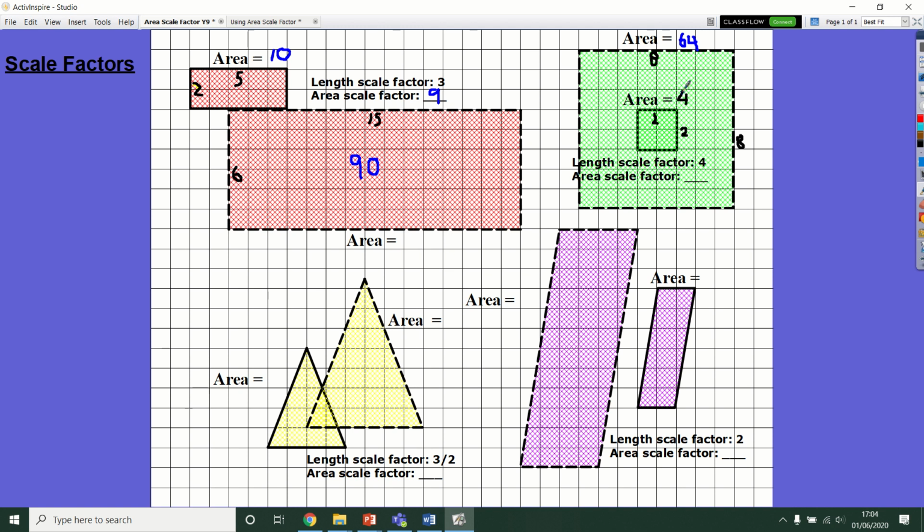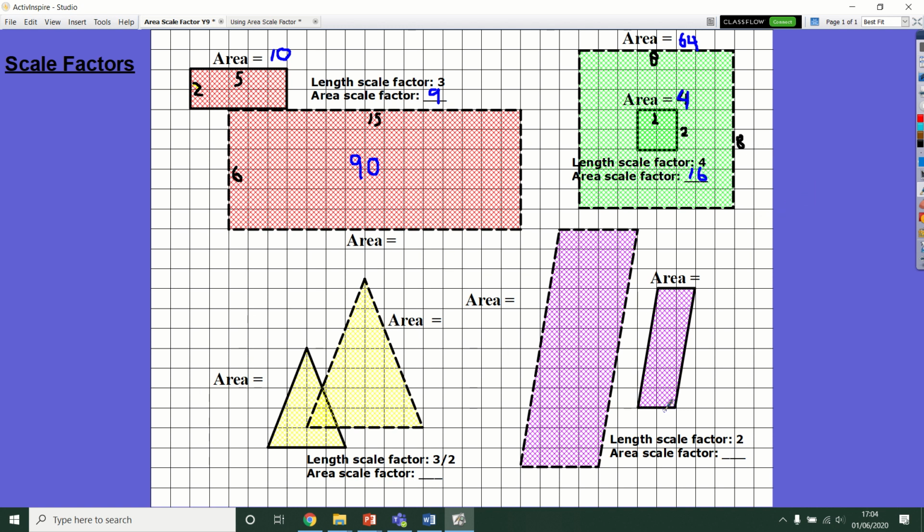Maybe we should have done this as a blue as well. Let's make that blue. So length scale factor is 4. 2's become 8s. But what have the areas done? Well, to get from 4 to 64, you multiply by 16. So that's the area scale factor there. Right, moving on to the parallelograms.